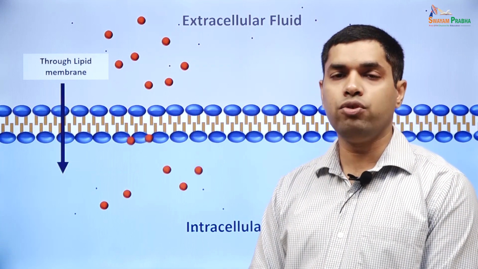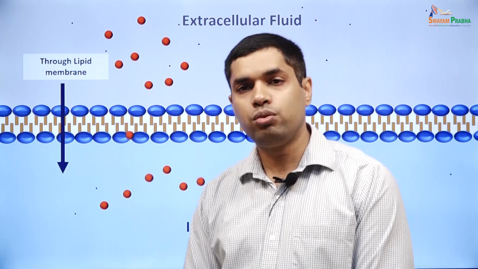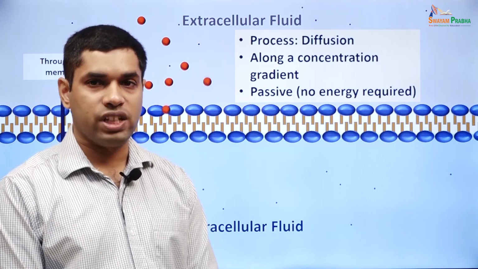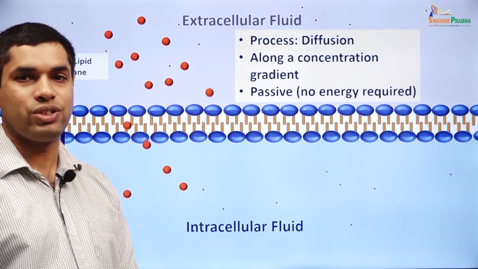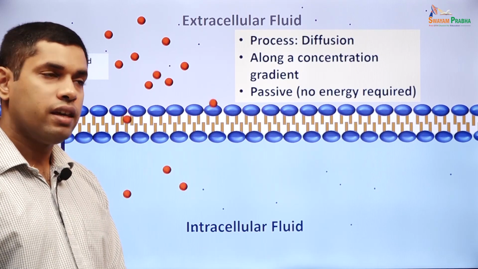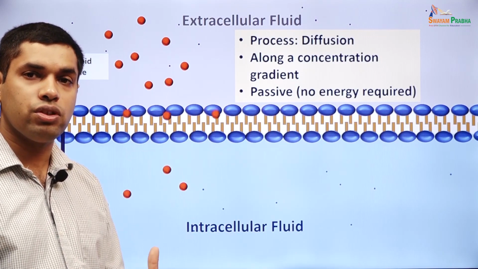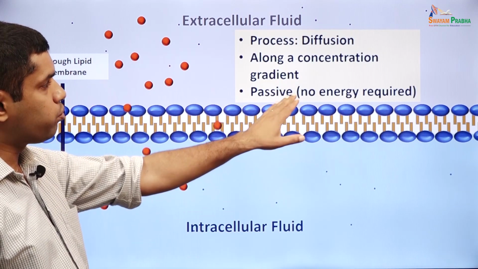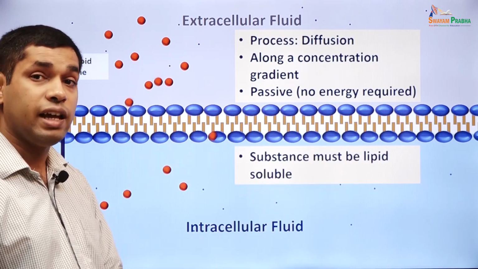Let us now look at diffusion that happens through the cell membrane. For diffusion to happen through the cell membrane, the substance must be lipid soluble. This is a passive process. It occurs from a region of higher concentration of the substance to a region of lower concentration across this membrane. It is a passive process in that there is no external energy required because the energy that is required for diffusion is already present in the concentration gradient. So diffusion is a passive process, occurs along a concentration gradient from the higher to a lower concentration, and for this the substance must be lipid soluble.